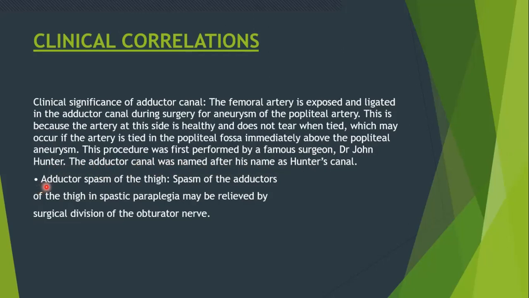Then we have what is also known as adductor spasm of the thigh. Spasm of the adductors of the thigh in spastic paraplegia may be relieved by surgical division of the obturator nerve. So by surgical division of the obturator nerve as it exits the obturator canal, you might relieve the adductor spasm of the thigh.